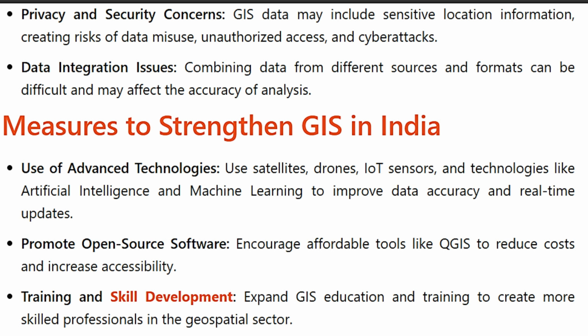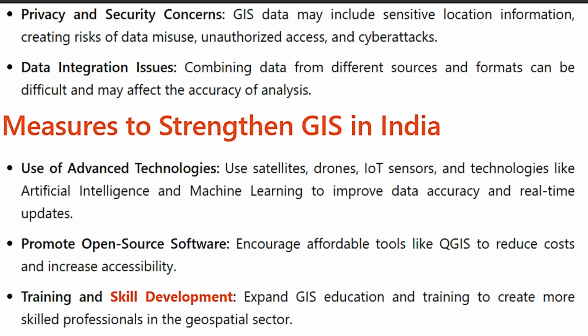Measures to strengthen GIS in India. Use of advanced technologies. Use satellites, drones, IoT sensors, and technologies like artificial intelligence and machine learning to improve data accuracy and real-time updates. Promote open-source software. Encourage affordable tools like QGIS to reduce costs and increase accessibility.